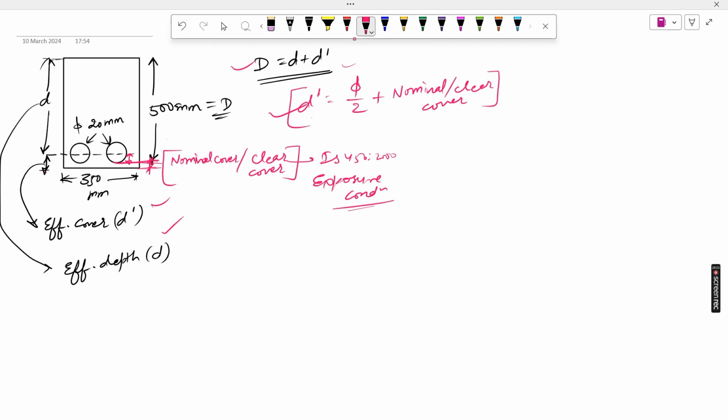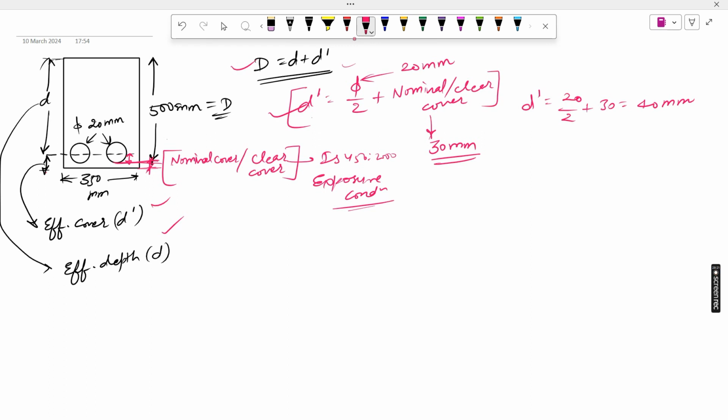So you have to just assume what is the clear cover. So we are taking it as 30 mm. You can take it as 30 mm, and phi is known. Phi is what? 20 mm. So you can get D dash: 20 by 2 plus 30, that will become 40 mm.